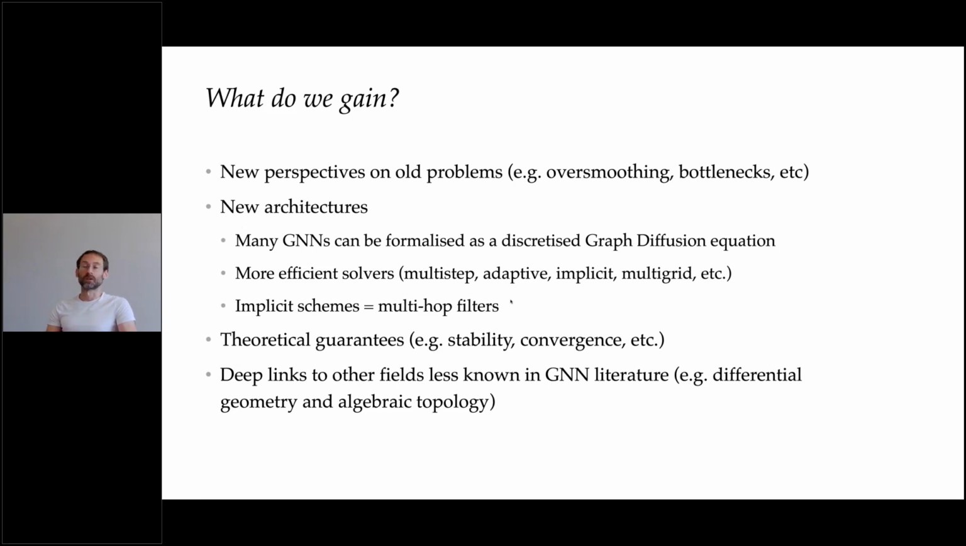You can also interpret, for example, implicit schemes as multi-hop filters. And also what comes from the theory of partial differential equations are different theoretical results, such as guarantee of stability and convergence, but also deeper links to other fields that are less known in graph neural network architecture, which is differential geometry and algebraic topology. And this is what I would like to describe. So this is really what excites me.